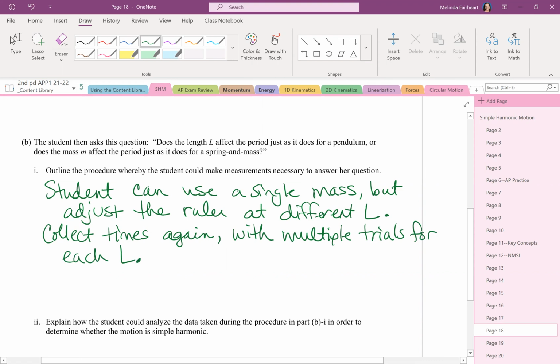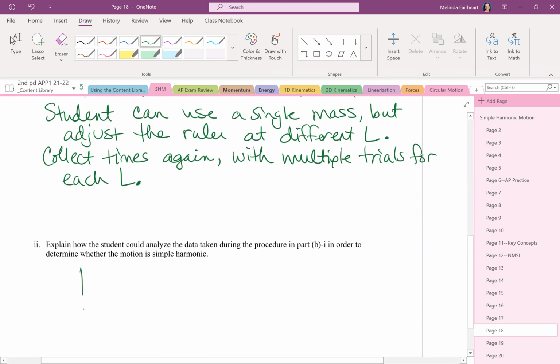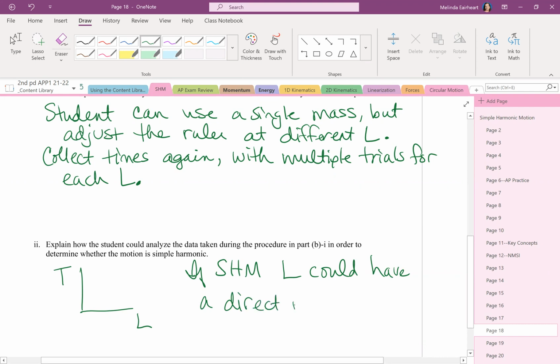Okay. We mentioned collecting the times, and then how could you analyze? So we would do our graph. Does the length variation plotted with times, periods, right? So kind of the same thing, but now with length. And so if it's simple harmonic, then I'm going to say length could have a direct relationship with T squared.